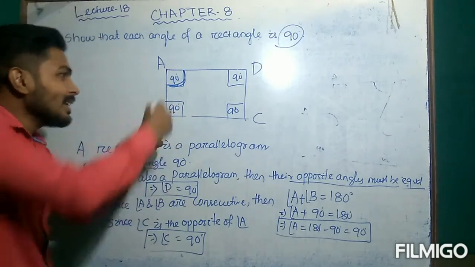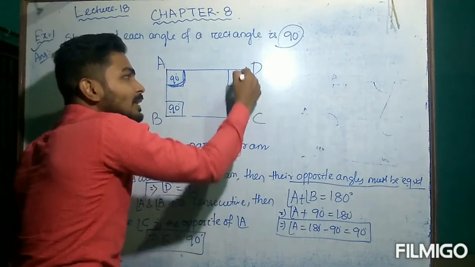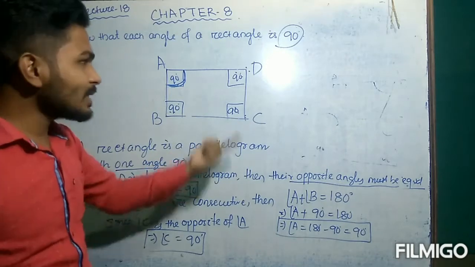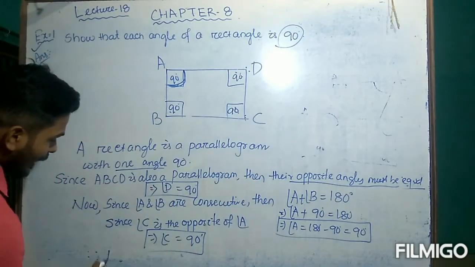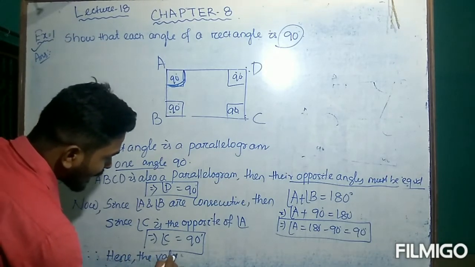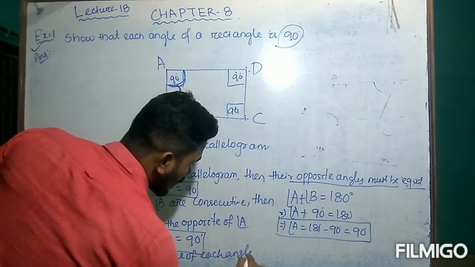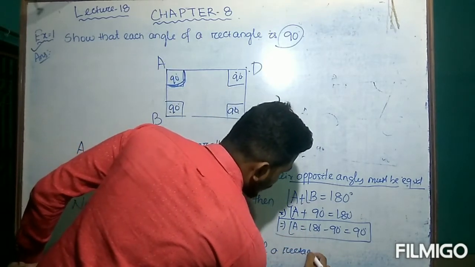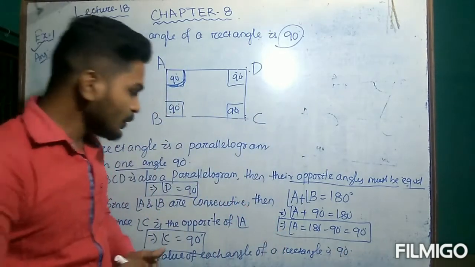If it is 90, then its opposite angle is 90. If it is 90, then these two are consecutive, so it must be 90. So now it is proved. Okay. So finally you can write, hence the value of each angle of a rectangle is 90 degree. Understood?